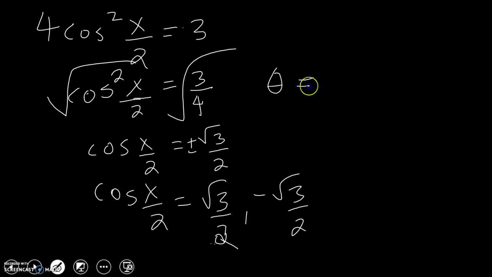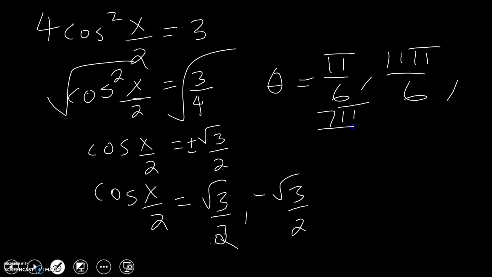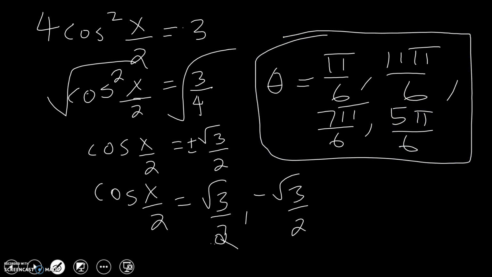So now you can find the angle. So theta is going to be equal to positive root 3 over 2. And that is going to be at the angle points of, what do you guys think? Where will it lie? Well, the first point is going to be pi over 6. The second point is going to be 11 pi over 6. The third point is going to be 7 pi over 6. And the fourth is going to be 5 pi over 6. There you go. These four are your answers.